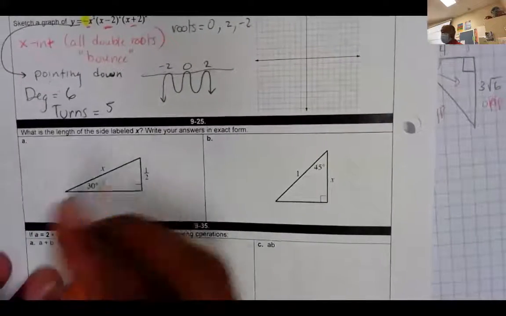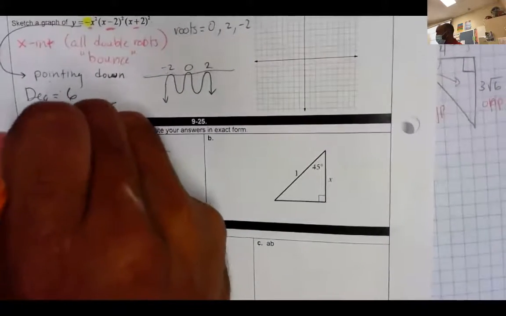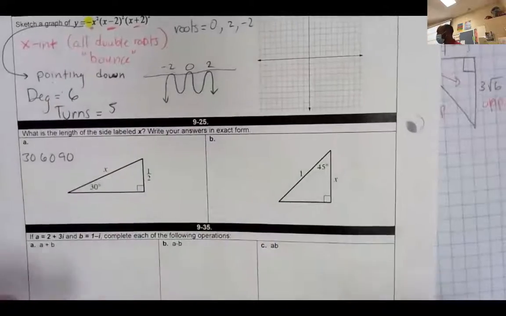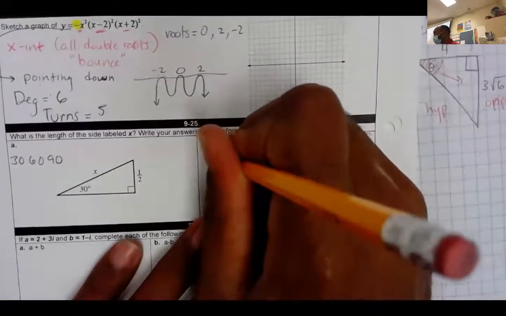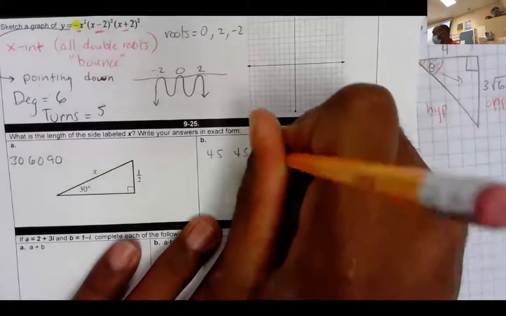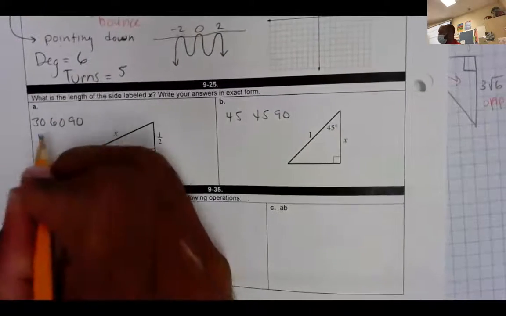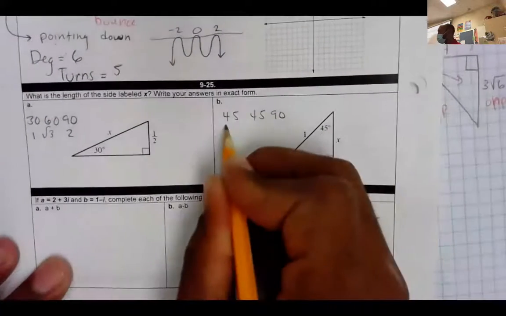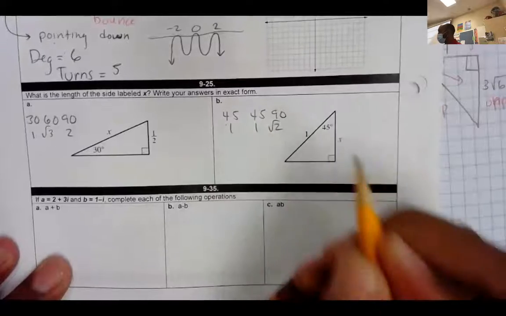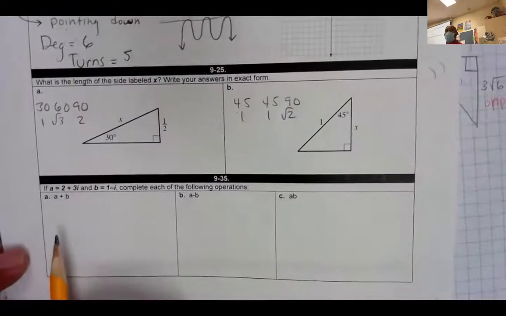All right, guys, this one down here is a 30, 60, 90. So set up your ratio like we did yesterday. This one is 45, 45, 90. So you can set that up and solve. Remember 1, rad 3, 2, and 1, 1, rad 2. We went over that in class yesterday.